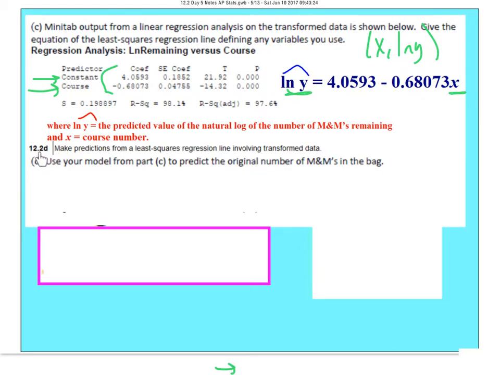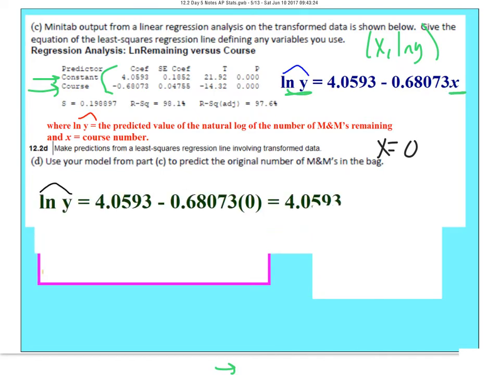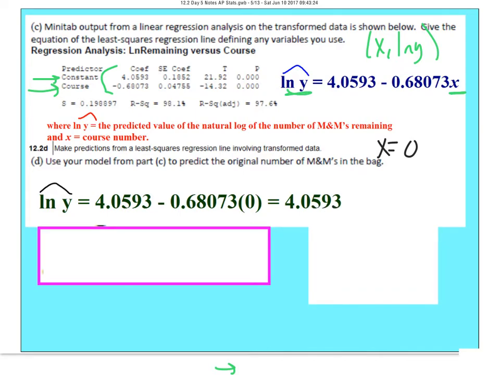Fine, let's go to 12.2d. Make a prediction using this model. Use your model to predict the original number of M&Ms in the bag. Well, the original number would be before the courses start, so let's do that when x equals 0. So I'm going to take my particular equation and put 0 in for x. When I do that, I'm going to get this value right here. What you should notice, 0 times the slope is just 0, so all I'm really left with is this value right here. Now, how do you convert and get the y out of there to solve for it?